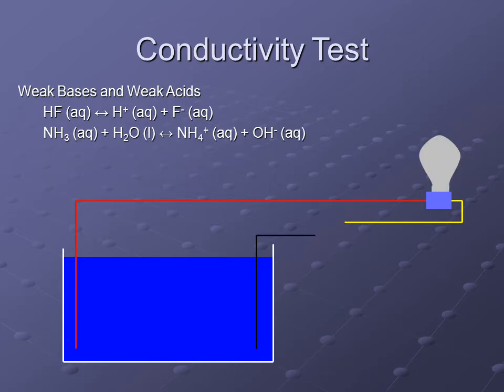Alright, let's look at weak bases and weak acids. For example, hydrofluoric acid dissociates into hydrogen and fluoride ions, but since it's a weak acid, the hydrogen and fluoride ions react backwards to form hydrofluoric acid molecules. Same thing with ammonia. Ammonia, no charge, and water, no charge, react to form ammonium, which does have charge, and hydroxide, which also has charge. Meanwhile, the two charged particles can also react with each other to form the uncharged particles.